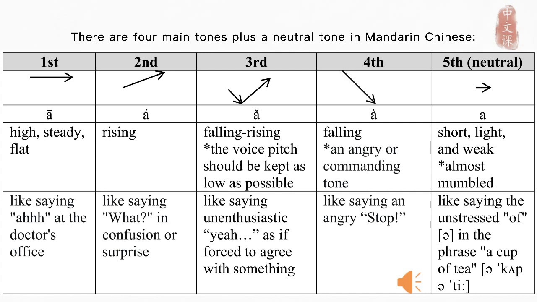The fourth tone is falling. It is an angry or commanding tone, like saying an angry stop. The fifth neutral tone is short, light and weak. It is almost mumbled, like saying the unstressed of in the phrase a cup of tea.